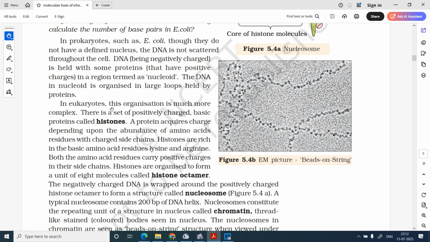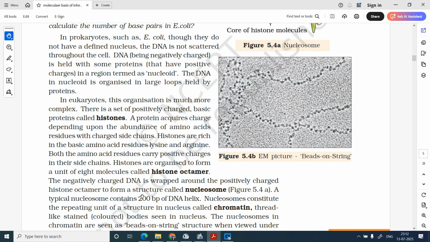In eukaryotes, this organization is much more complex. There is a set of positively charged basic proteins called histones. A protein acquires charge depending upon the abundance of amino acid residues with charged side chains. Histones are rich in the basic amino acid residues lysine and arginine. Both the amino acid residues carry positive charges in their side chains. Histones are organized to form a unit of 8 molecules called the histone octamer. The negatively charged DNA is wrapped around the positively charged histone octamer to form a structure called a nucleosome, figure 5.4a.